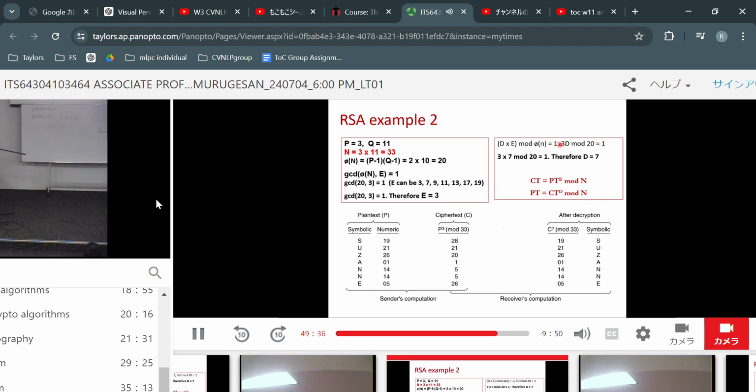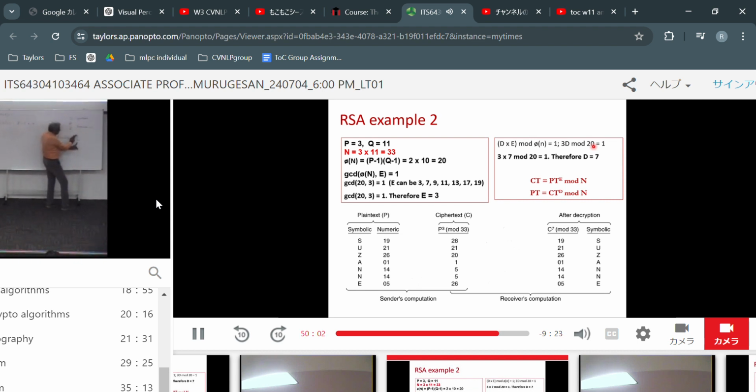To me, this value should be a multiple of 20 plus 1, because 21 mod 20 is equal to 1, 41 mod 20 is equal to 1, 61 mod 20 is equal to 1, 81 mod 20 is equal to 1, 101 mod 20 is equal to 1. Mod is same as division.